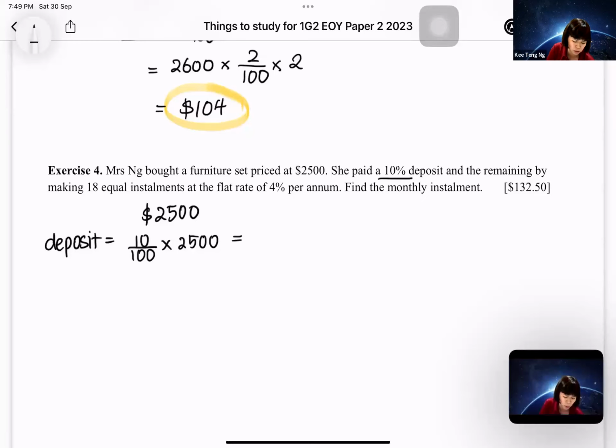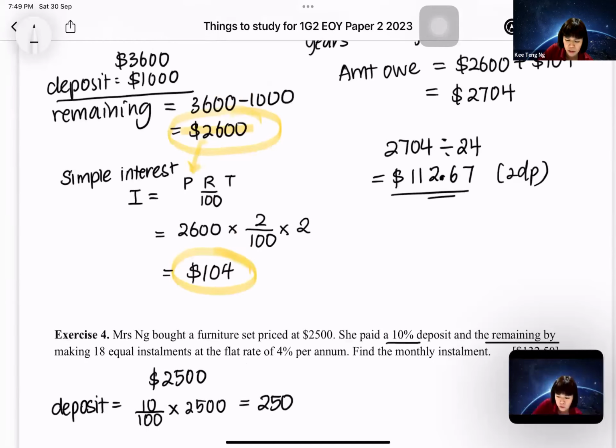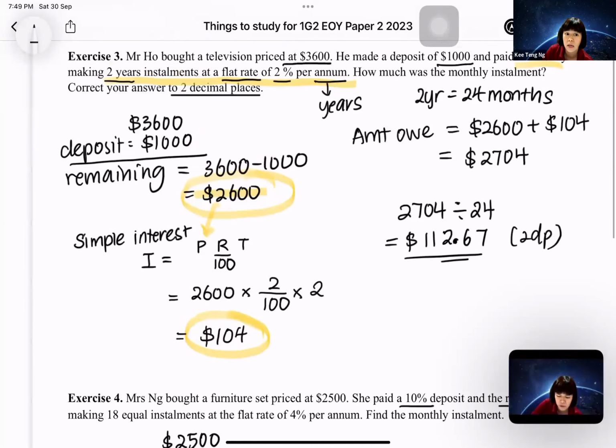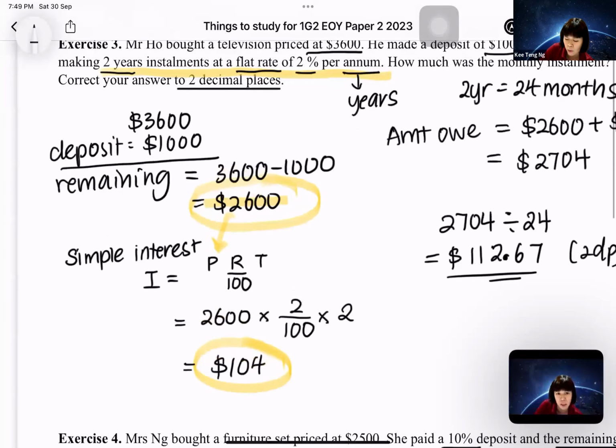10 divided by 100 times 2,500. How much do you all get? No response. Okay, thank you. 250. After this, what is the next step I have to calculate? I am paying the remaining amount by 18 installments, right? So after I find the deposit, what do I need to find? I need to find the remaining amount, correct or not?